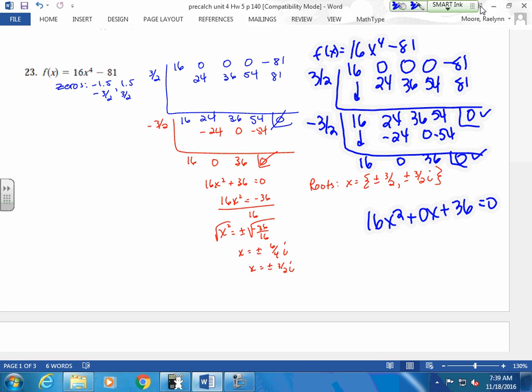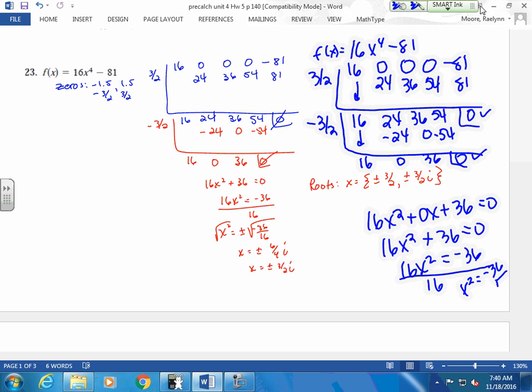Do I need the 0x? No, I just stuck it there so you see what would happen to the x. You have a couple of things you can do. You can put this in your quadratic formula, or you can just set it equal to 0, which is probably easier, and divide by 16.